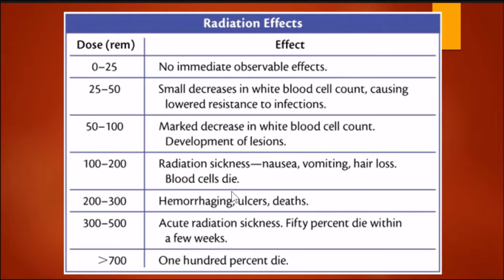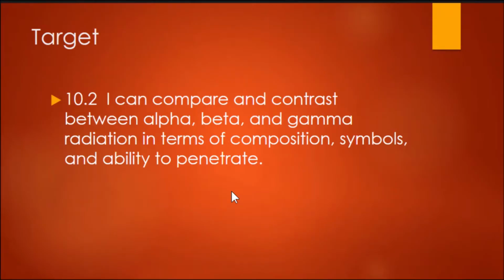50 to 100, it kills your immune system. 100 to 200, it's called radiation sickness, nausea, vomiting, hair loss, and your red blood cells die. 200, 300, you are bleeding inside. Oh boy. 300 to 500, 50% of you will die in the next few weeks. Over 700, you will die. You will die. Okay? For that one, you probably need to be near enough to a nuclear explosion.